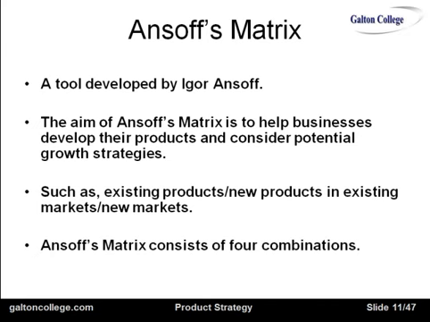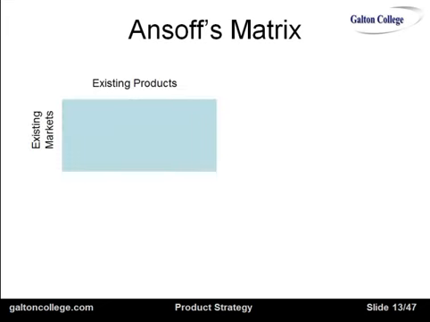So let's look at the matrix itself. First of all, we've got existing products. We talk about what the company makes right now and where it is being sold right now, the existing market. So that's one quadrant of this matrix. That's known as market penetration. They have penetrated a particular market, the existing market, with the existing product.